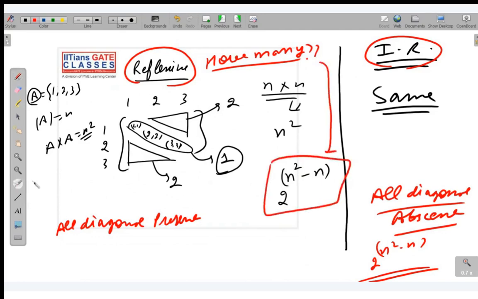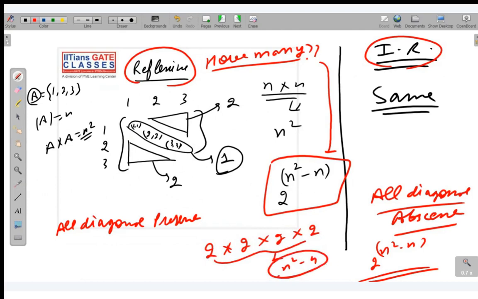Why? Because in A cross A, total elements will be n square. Diagonal part, only one possibility: all should be present. So for n elements, we have only one possibility. But for the rest of the elements, how many are left out? N square minus n elements are left out. For each of those elements, we have two possibilities: they can be present or absent. So 2 multiplied by 2 multiplied by 2 and so on, how many times? It is combinatorics only. So n square minus n times. So it will be 2 power n square minus n.